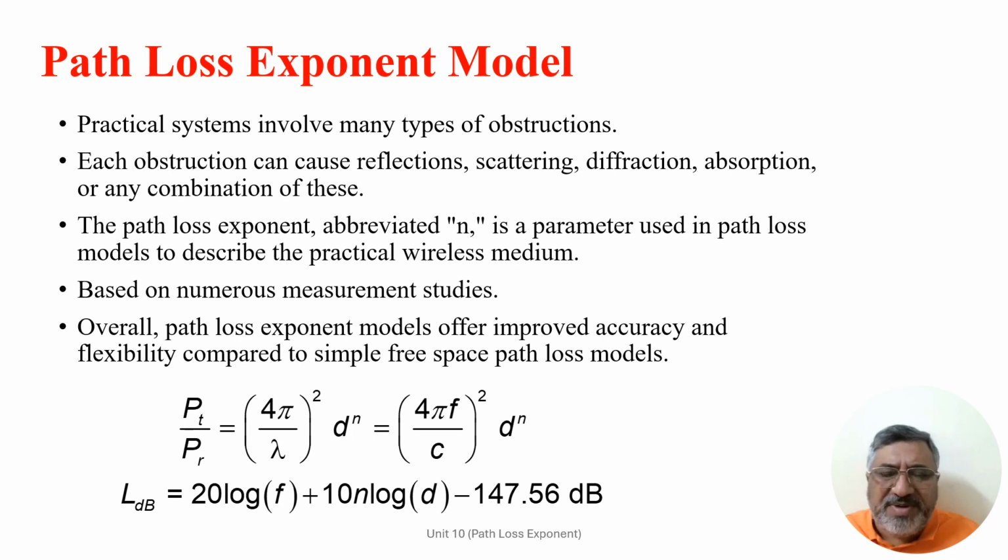According to numerous measurement studies, it is observed that the wireless channel propagation characteristics are reflected by this n, and they are influenced by factors such as environment, frequency, and obstacles. The path loss model can be defined as the equation Pt over Pr is equal to (4 pi d over lambda) squared, to the power n. d is the distance, n is a coefficient, and when converted into decimal form, we can write 20 log f plus 10 n log d minus 147.56 decibels.